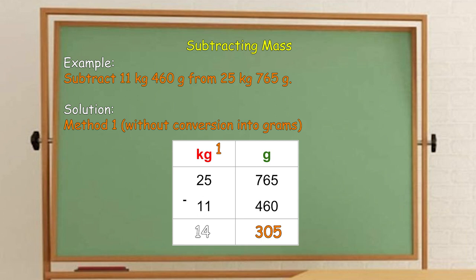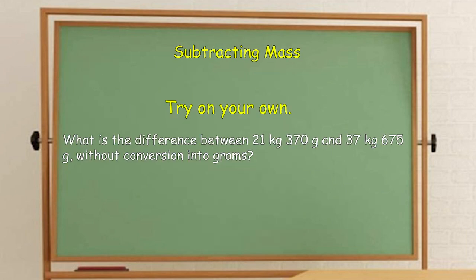Now let's move on to kilograms. We're subtracting 11 from 25. That would give us an answer of 14. So our answer here is 14 kilograms, 305 grams. And it's that simple, boys and girls. Now it's time for you to try an activity on your own. What is the difference between 21 kilograms, 370 grams, from 37 kilograms, 675 grams. You are not using the conversion method. You're using the other method that we just did. Best of luck. When you're finished, I'll be back to discuss with you.